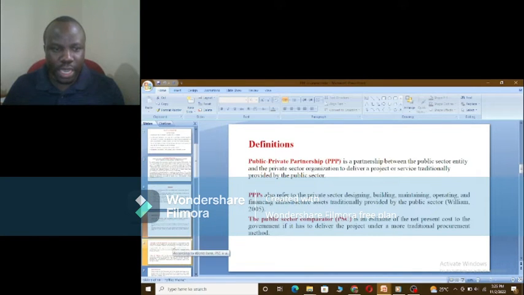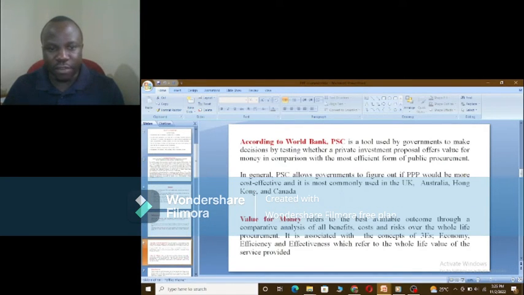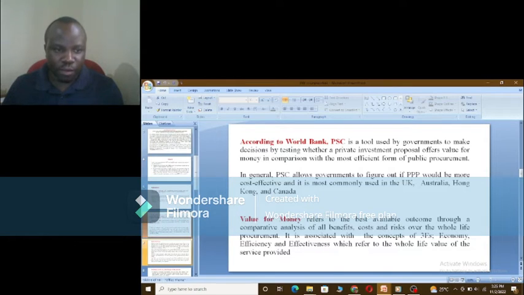So we also went ahead to define value for money, and here it refers to the best available outcome through a comparative analysis of all benefits, costs, and risks over the whole life procurement. We also said it is associated with the concepts of 3 E's, that is economy, efficiency, and effectiveness, which refer to the whole life value of the service provided.